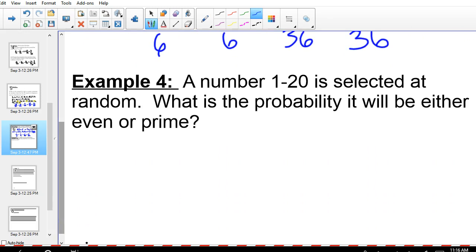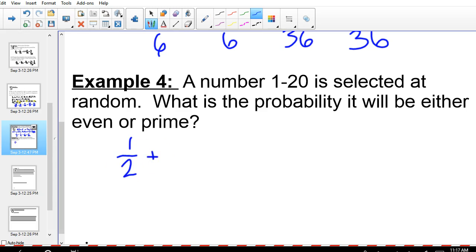Okay, a number 1 through 20 is selected at random. What is the probability that it will be either even or prime? So even, from 1 through 20, how many of those numbers are going to be even? 10 out of 20. So I'm just going to do 1/2.